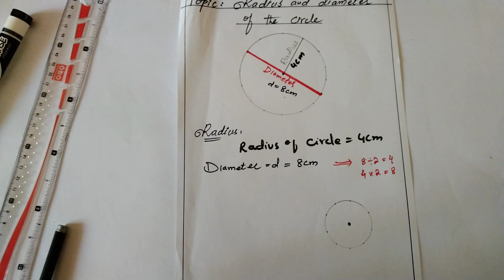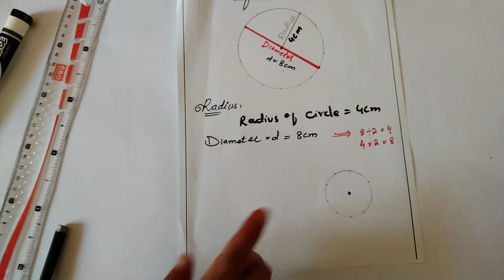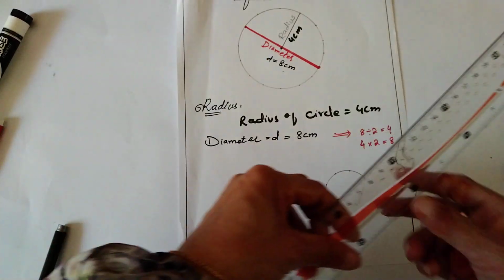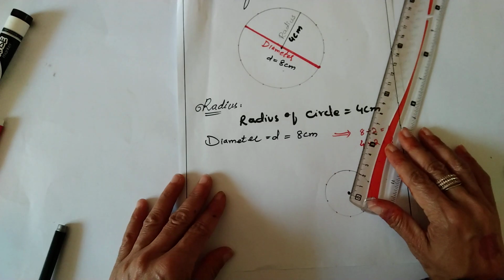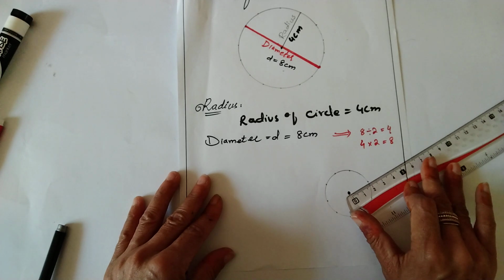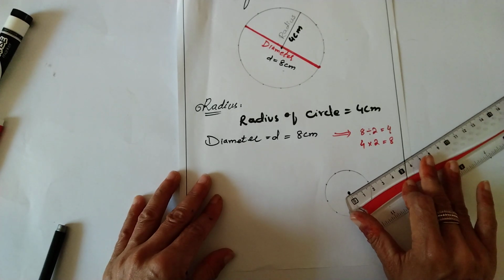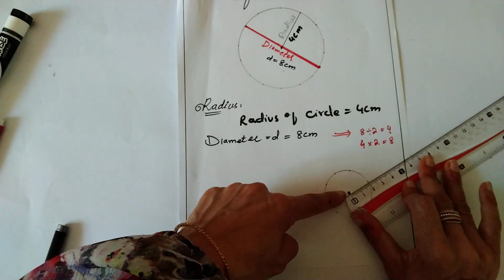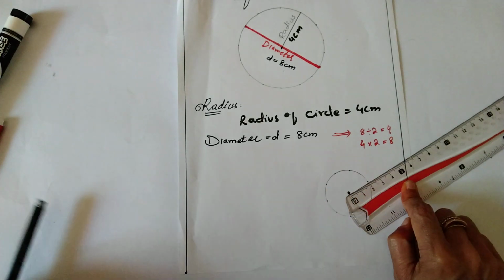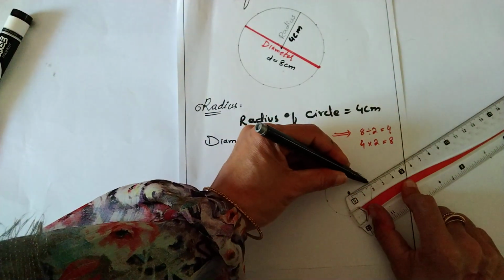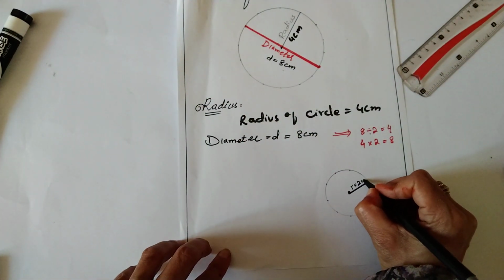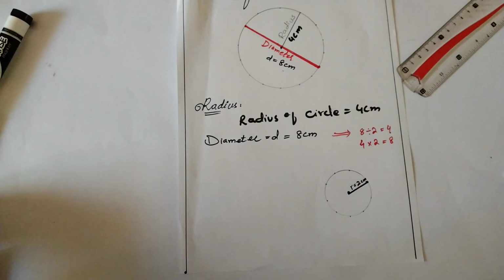Clear? Now let's find the radius of this circle. To find the radius of this circle, again we will use the scale. Take the distance from center to any point of the circle. I will select this point. So look at this. The distance from center to this point is equal to 2. It means the radius of the circle is 2 centimeter. And what will be the diameter?